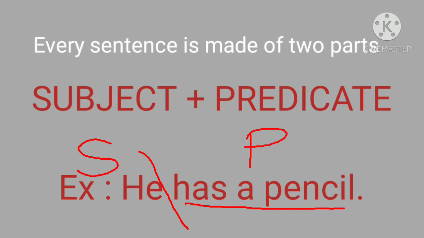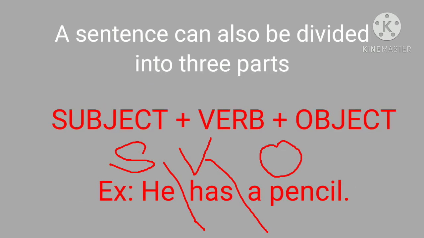For example, he has a pencil. Here, this is a complete sentence. It is making sense. We find the verb, that is, has. So our subject will be he, and has a pencil will be the predicate. So here we have divided our sentence into two parts, subject and predicate. A sentence can be divided into two parts, and a sentence can also be divided into three parts. The three parts will be subject, verb, and object.